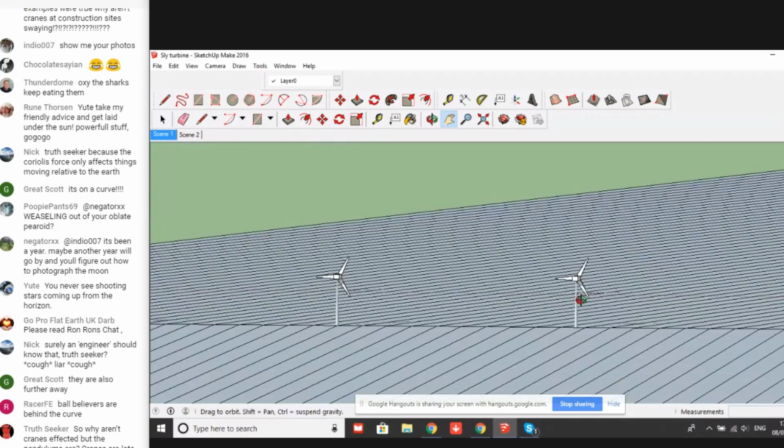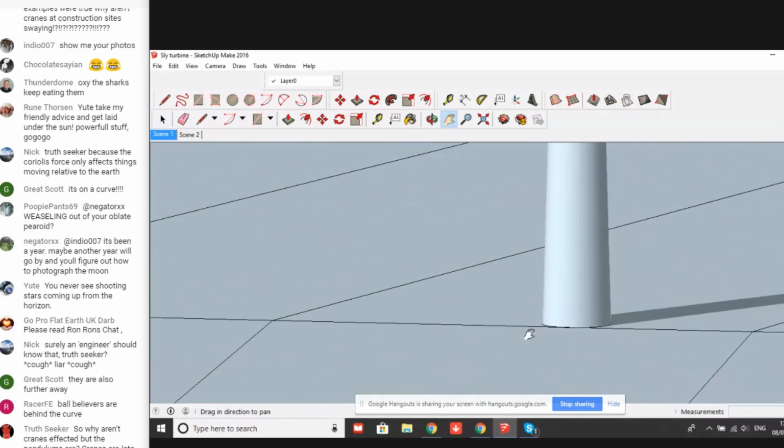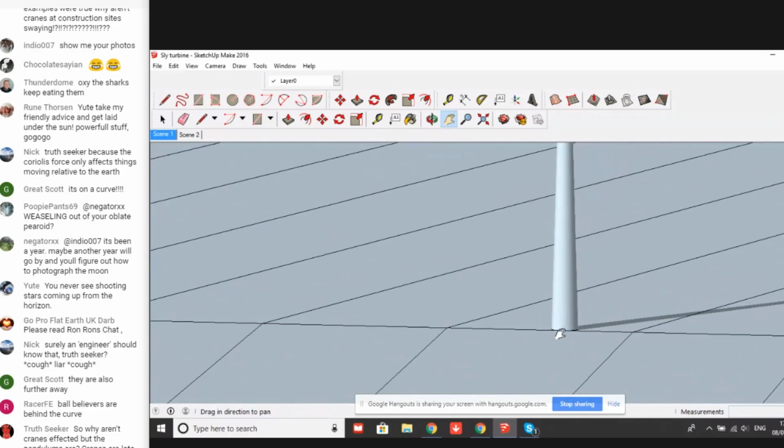Here we can see there's a black ring that surrounds the ring. These are on the floor. Yeah.